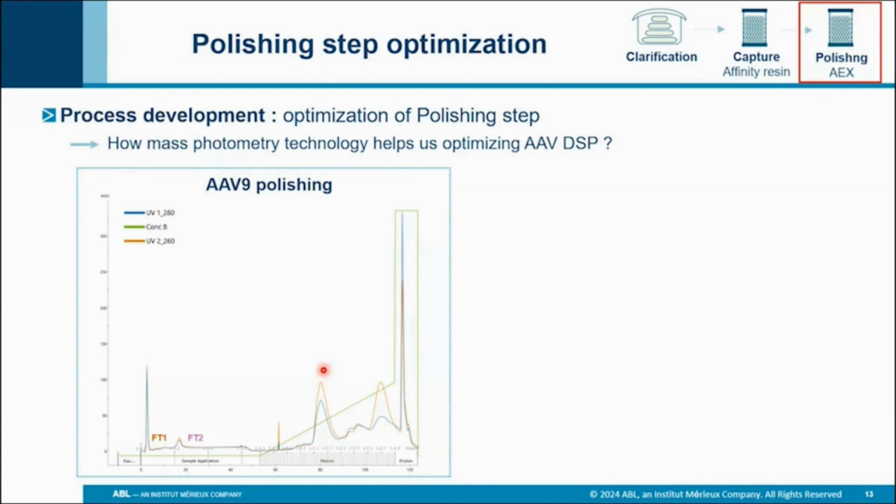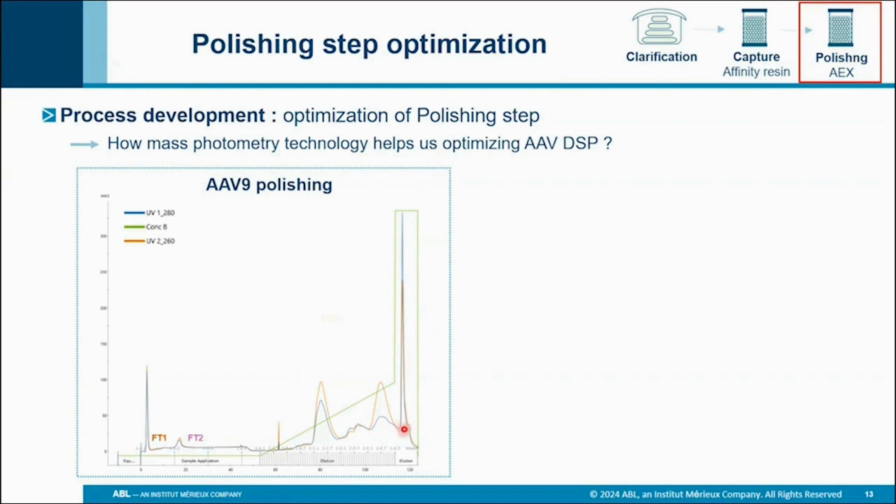Before the mass photometry, what we would have done is take the fraction of interest, send that to our QC team, wait for the results, then analyze the results. If we're happy with the experiment, that's great, we do it again and confirm it. Or if we're not happy, we do the experiment once again. And this would take a lot of time. Now really the mass photometry changed the way we are optimizing the polishing step.